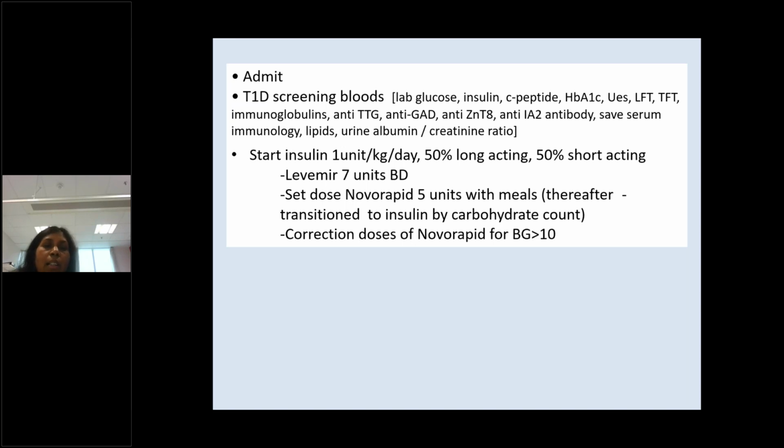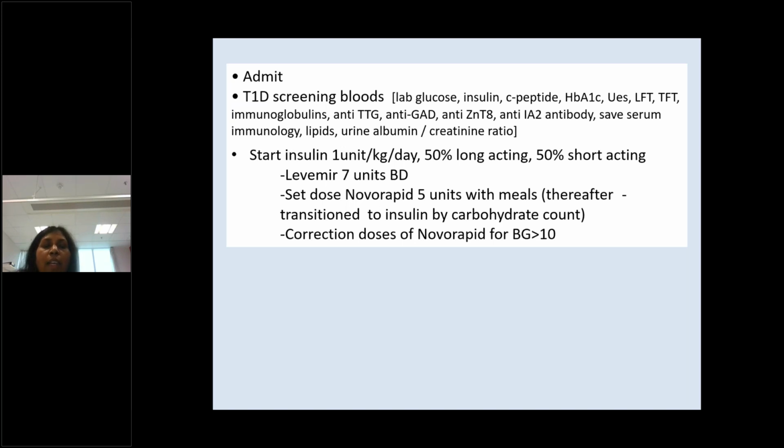So we generally start them on insulin 1 unit per kilo per day, half of which is long acting and half of which is short acting. In her case, I've given 7 units PD based on this child's weight. So this is not a set dose whatsoever. Please bear that in mind.